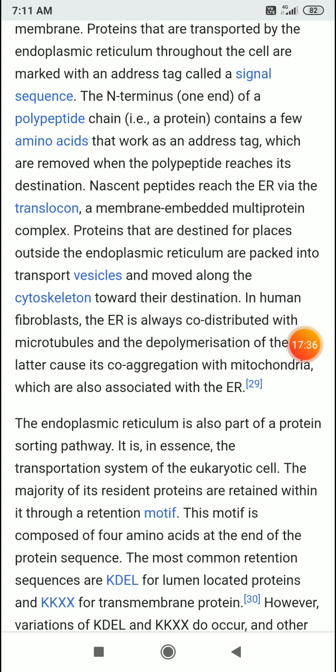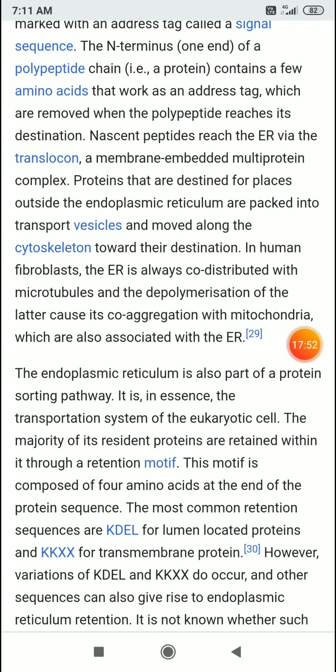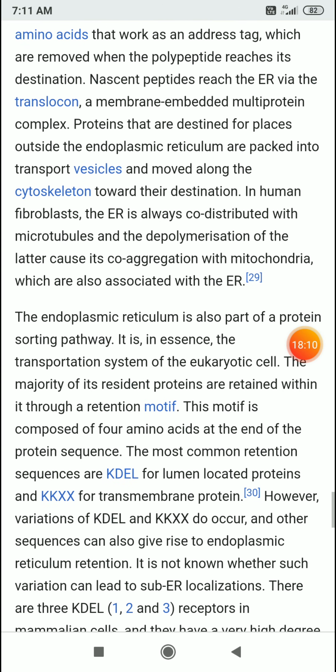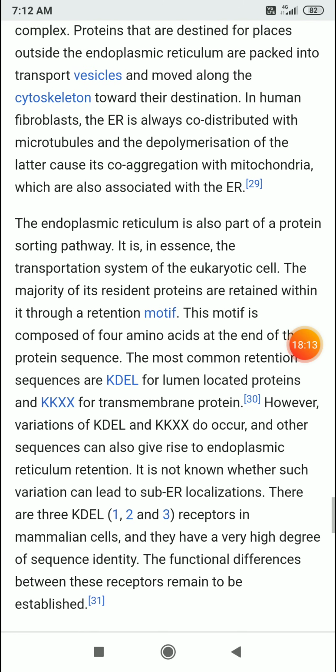Proteins that are destined for places outside the endoplasmic reticulum are packed into transport vesicles and moved along the cytoskeleton towards their destination. In fibroblasts, the endoplasmic reticulum is always co-distributed with microtubules, and the depolymerization of the latter causes co-aggregation with mitochondria, which are also associated with the endoplasmic reticulum. The ER is also part of the protein sorting pathway.